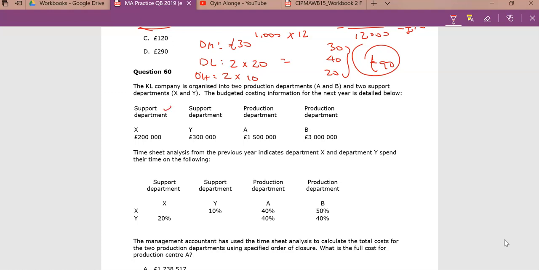So currently you have these support departments, and then you have these production departments. We're trying to get these costs into the production departments. We know what the existing costs clearly are here. This is not our problem. Our problem is this. And then we're told how these support departments support the production departments. Department X gives 10% of its time to support Department Y, and Department Y gives 20% of its time to support Department X.